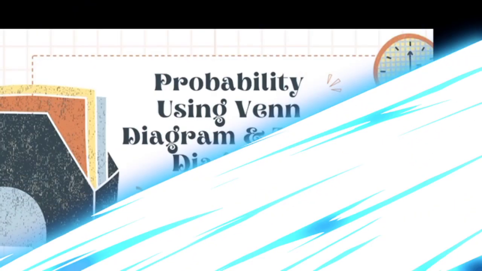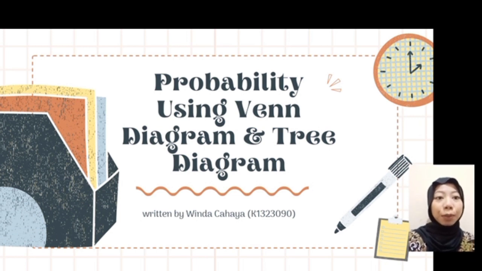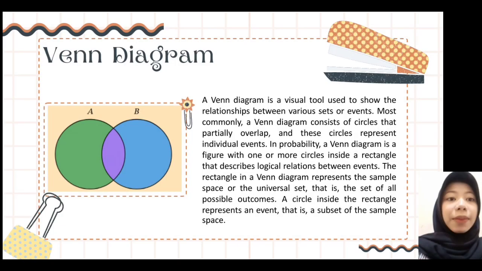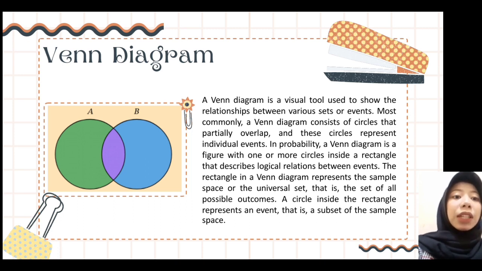Here I will explain about probability using Venn diagram and tree diagram. What is a Venn diagram and tree diagram? A Venn diagram is a visual tool used to show the relationship between various sets or events. Most commonly, a Venn diagram consists of circles that partially overlap, and those circles represent individual events.